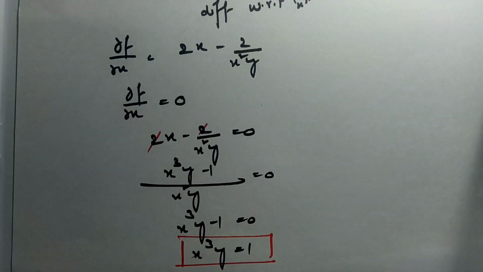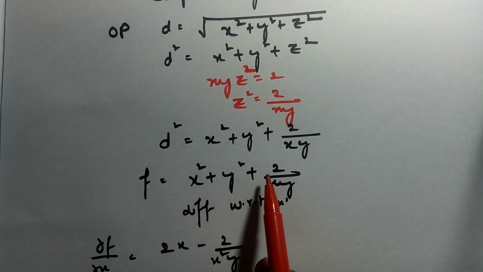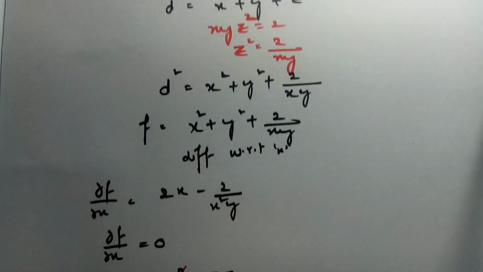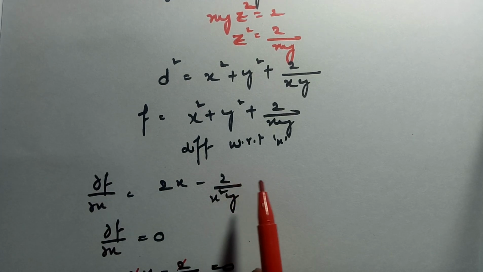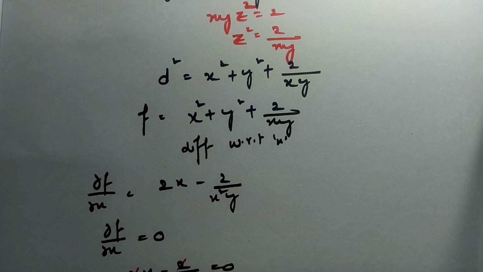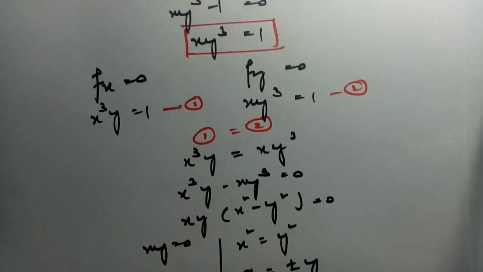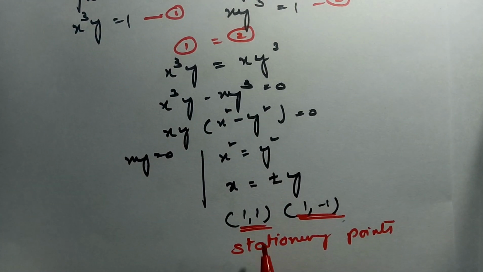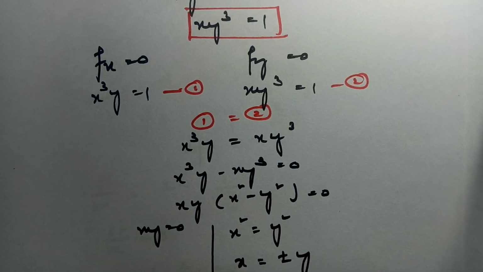So first of all, the function is given as x square plus y square plus 2 by xy. I have to differentiate f with respect to x one time and equate it to 0, and again differentiate f with respect to y and equate it to 0. So I got the two equations, and after solving these two equations, I got these stationary values. So I have to find the shortest distance now.